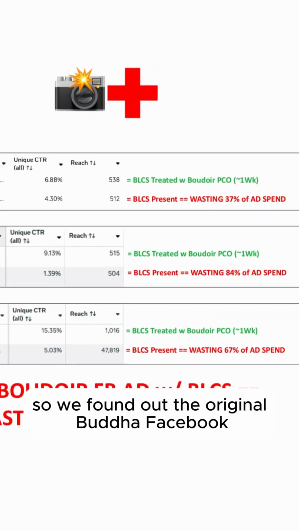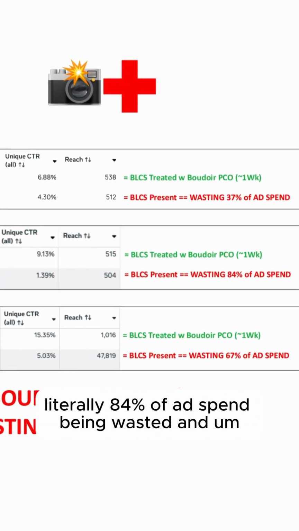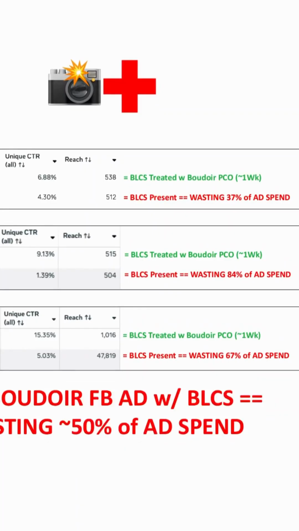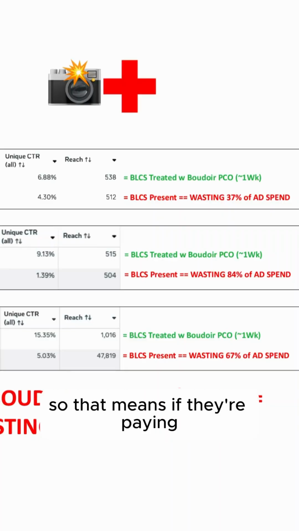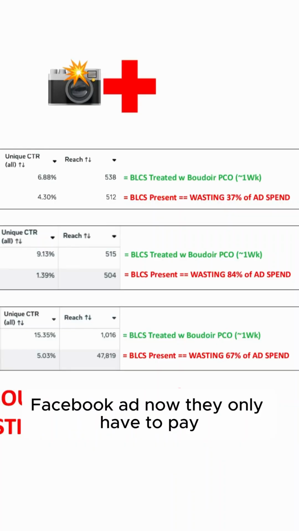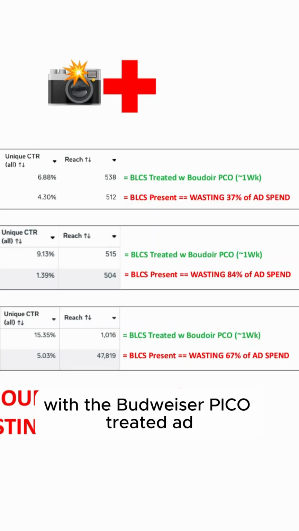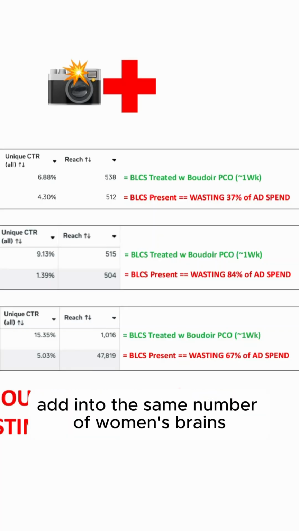So we found out the original Boudoir Facebook ad was wasting 84% of ad spend, literally 84% of ad spend being wasted. So that means if they're paying 10 grand a month on the original Boudoir Facebook ad, now they only have to spend 1.6 grand a month with the Boudoir Pico treated ad to get their ad into the same number of women's brains.